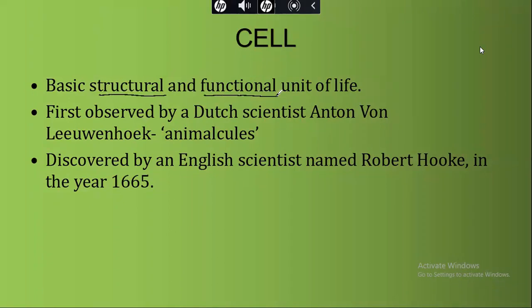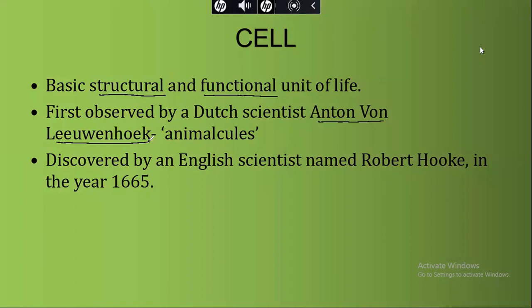It was first observed by a Dutch scientist named Anton van Leeuwenhoek. It was first observed by him, but he didn't give the name cells for those small units. He just called them animalcules. He saw some moving organisms, tiny units under the microscope in a drop of water, and he observed some blood cells in the foot of a frog.